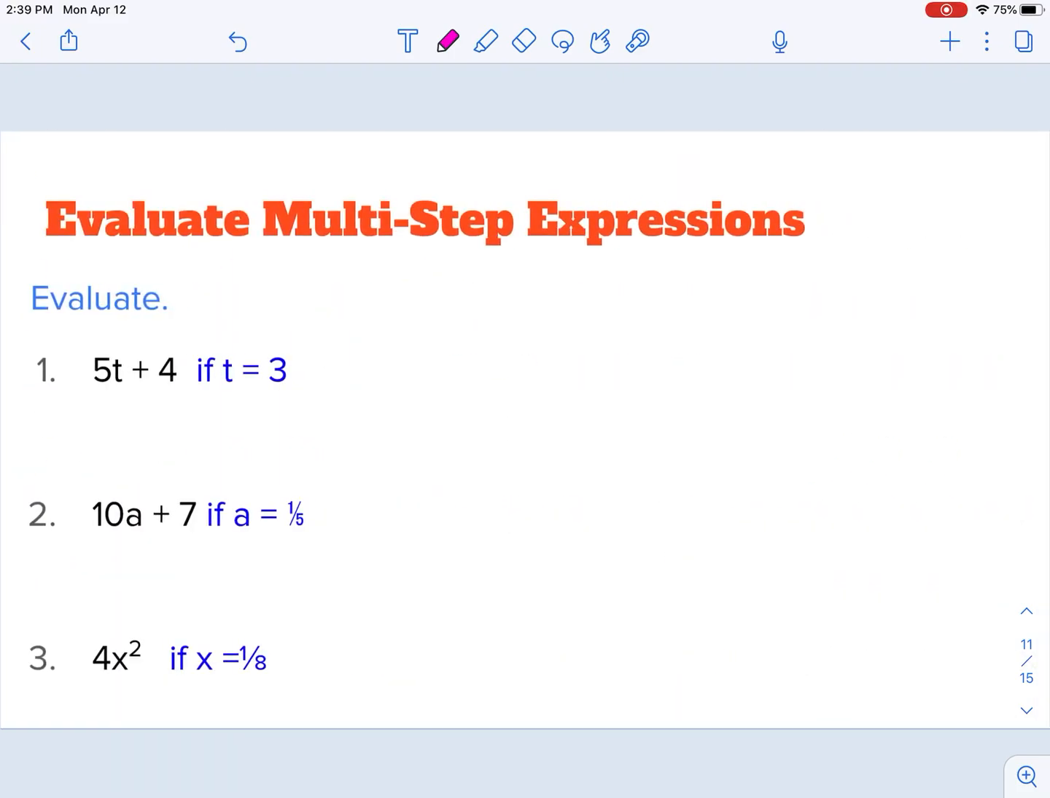Let's look at a couple more examples. So these are multi-step expressions. So they might get a little bit more challenging. Let's take a look. So in our first one, we have 5t plus 4. We're going to take 3, we're going to plug it in for t. So I like to rewrite the expression just the way it looks. 5 times 3 plus 4. Here's where I might have to use my order of operations. I know multiplication comes before addition, so I'm going to use multiplication first. And I have 15 plus 4, which is 19.